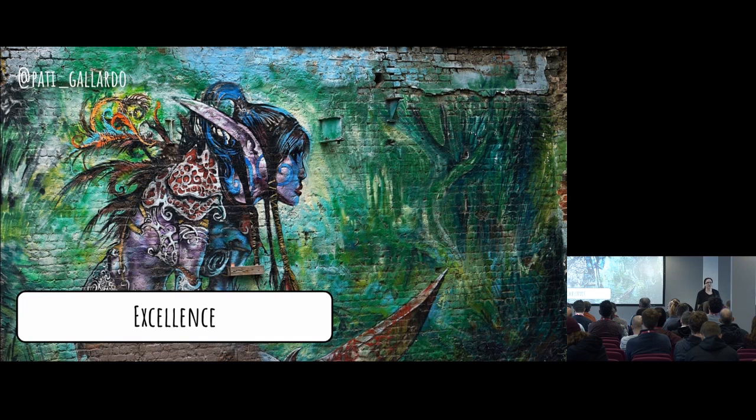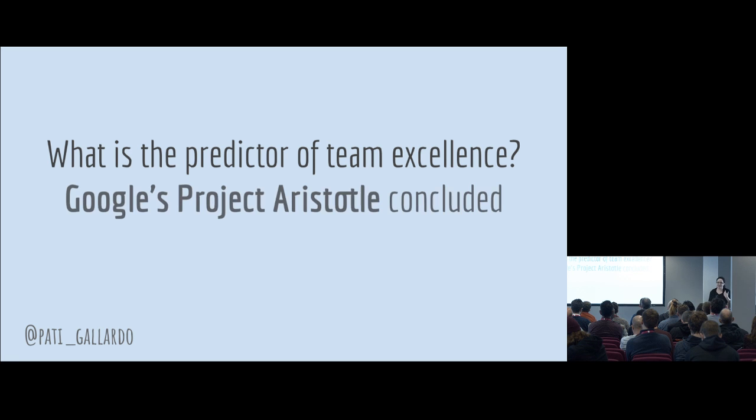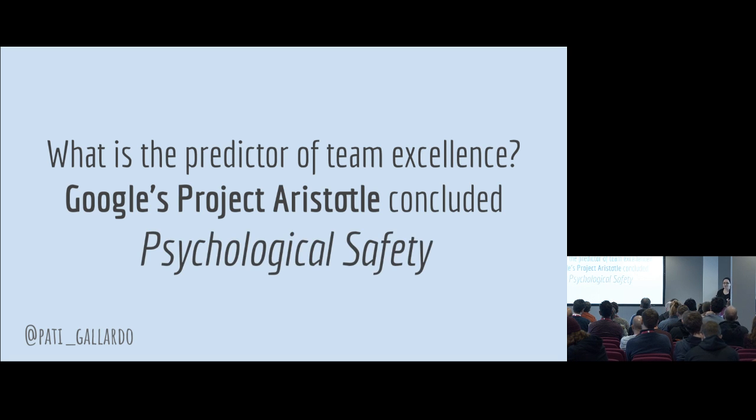So this is going to build on some research around what team excellence is about. Because what is the predictor of team excellence? And this was a question that Google asked themselves. And they made something called Project Aristotle. How many people have heard of Project Aristotle before? Yeah. What they found out in the end was that the predictor of team excellence is psychological safety. This was surprising to them. This is not what they thought.